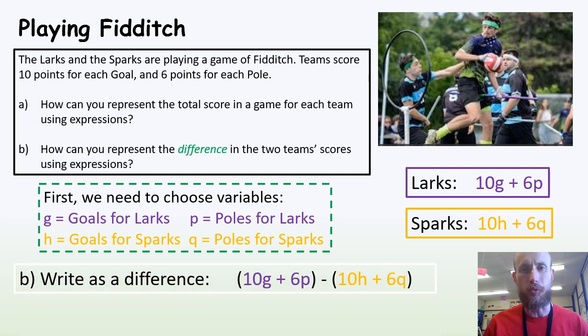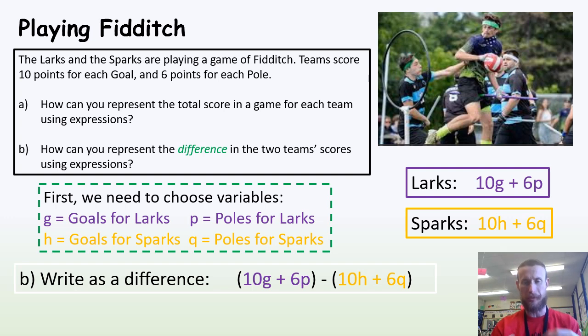Well, here it is. Let's write it as a difference. Difference means subtract. Starting with the Larks team, because that's the order in which they're given. So putting that in parentheses, because it's a quantity, it's an idea for the number of points that the Larks scored, 10G plus 6P. Subtract from that the number of points the Sparks scored. And again, in parentheses, that's an idea. Let's look at this difference.